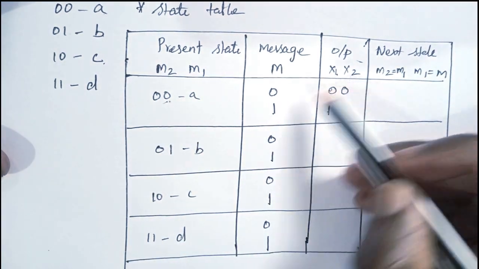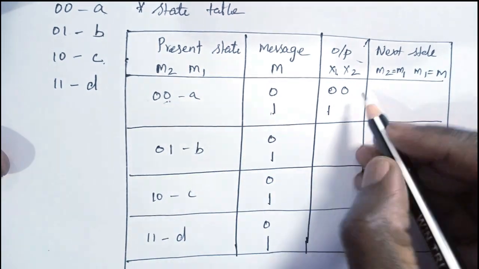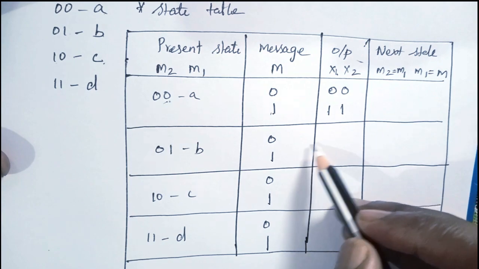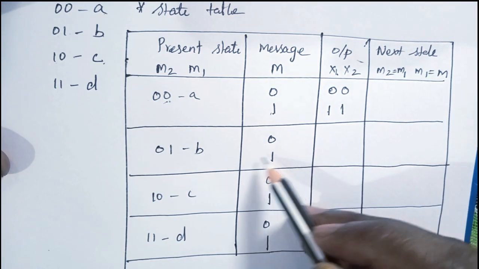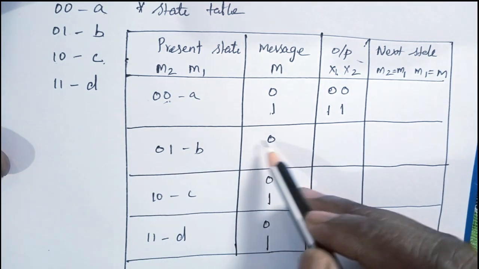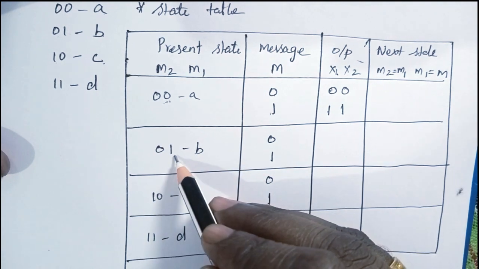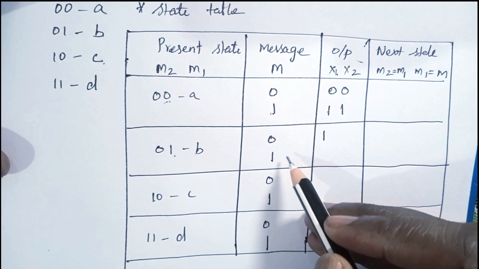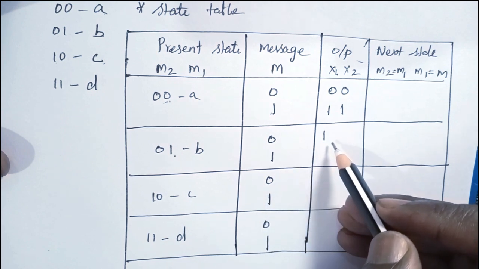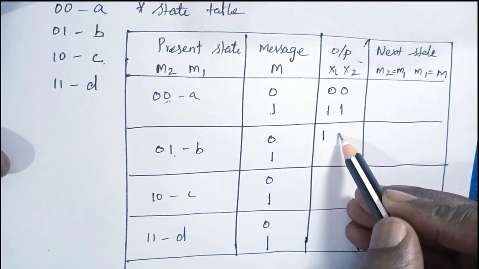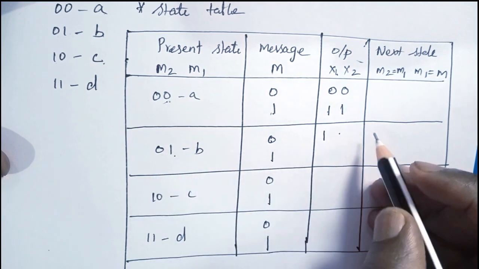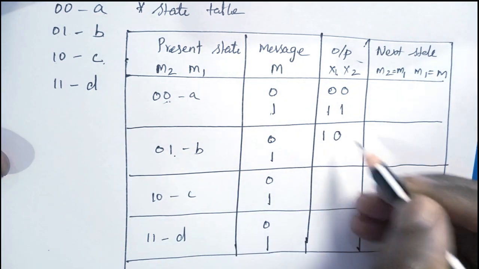So x2 is m XOR m2, 1 XOR 0 is again 1. Okay, so what is this? m XOR m1 XOR m2, right? 0 XOR 1 is 1, 1 XOR 0 is again 1. So what is this actually? What is x2 here? 0 XOR 0. Okay, 0 XOR 0 is again 0.